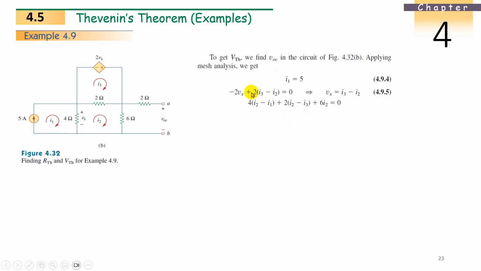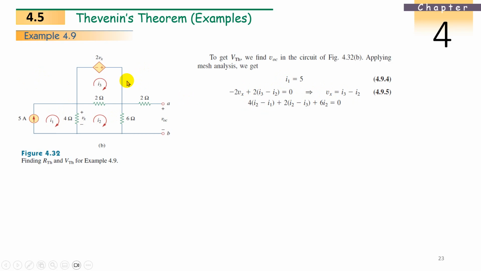Now second loop, I think he took this one as the second loop, right? Minus 2Vx because current is leaving from here. Minus 2Vx plus 2 times I3 minus I2, plus 2 times I3 minus I2 equal to 0. Now substitute what is Vx? Vx is nothing but 4 times I1 minus I2. Rearrange this one, you get Vx is equal to I3 minus I2, same as the previous.